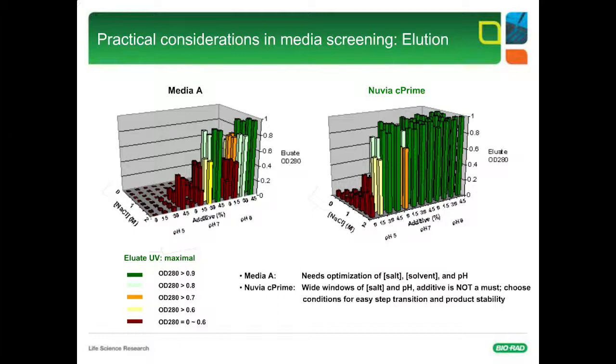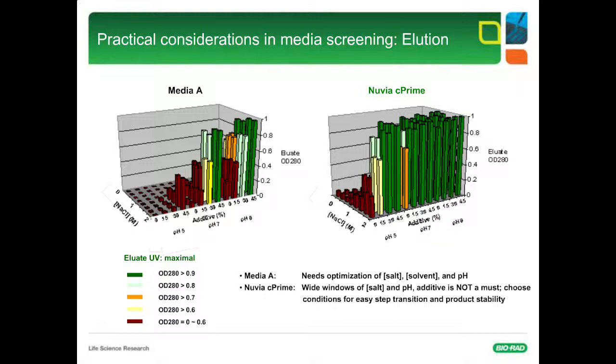You can see elution of the target molecule from media A is only possible if you use high pH, like up to pH 9, or you use a lot of additives from 30% to 45%, or you use high concentration, 2 molar of sodium chloride in order to elute the target molecule.